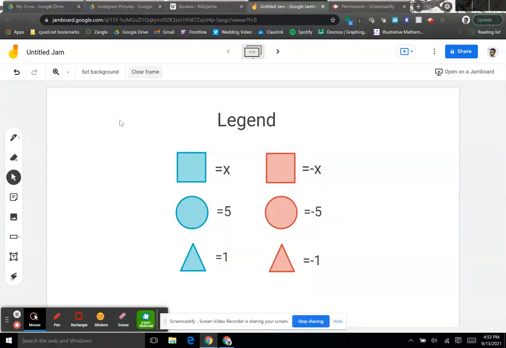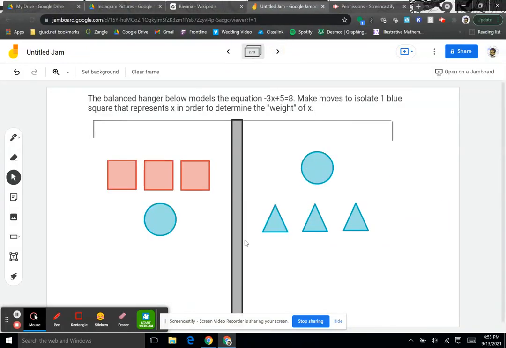So here's the idea behind area models. I have this legend here that shows what each shape is weighted as. A blue square is weighted as x, and a red square is weighted as negative x, same idea down here. So with a hanger diagram, area models are a whole other thing, ignore that. It's basically a balanced hanger, so everything on this side is equal to the weight of this side. We have this balanced hanger below modeling this equation.